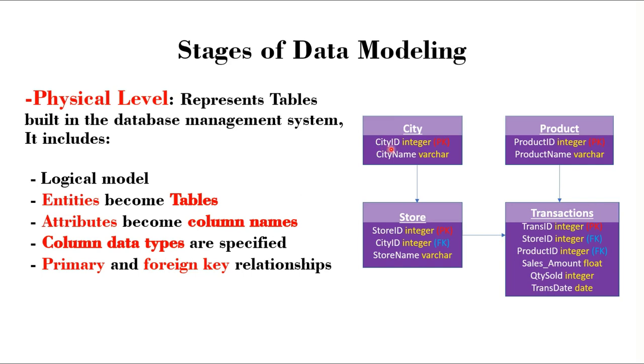We also specify data types. So city ID will have a data type of integer, and primary and foreign keys will also be indicated for the appropriate columns. Also in the store table, we have store ID as a column name, integer is the data type, and PK as a primary key, and city is being linked to the store table. So we have city ID, integer, and it's a foreign key here. We did that for the rest of the tables.